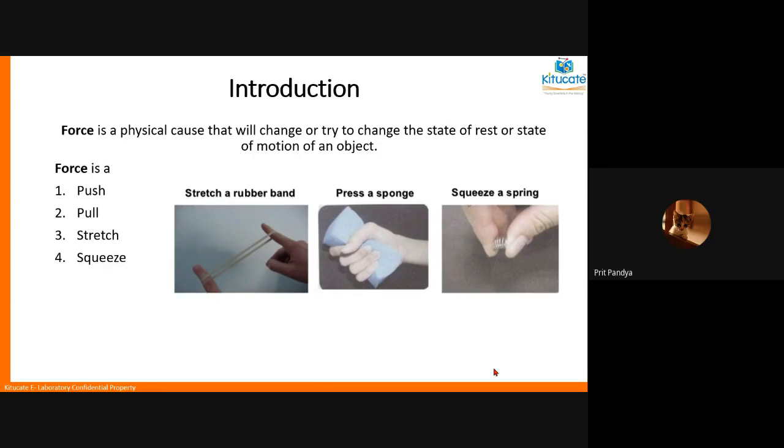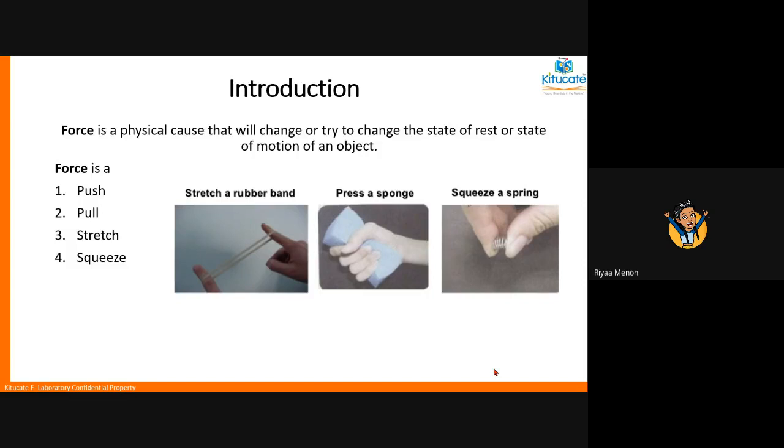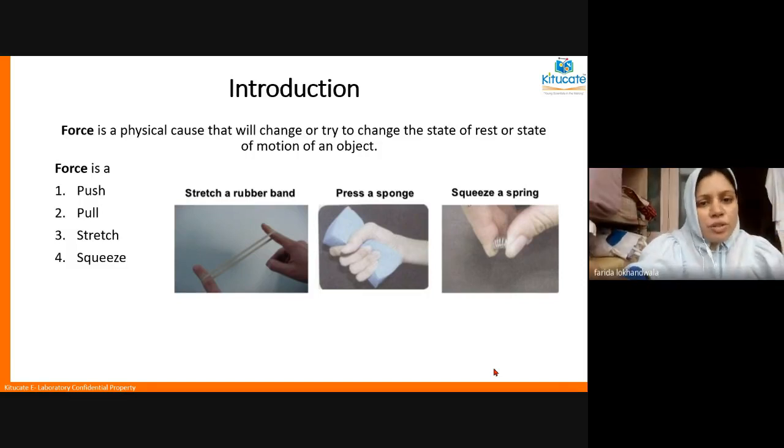Yes, ma'am. Okay, I want you all to give me examples of force. Anything. So many things. You could pull open a door. Very good. Cutting vegetables. Yes.